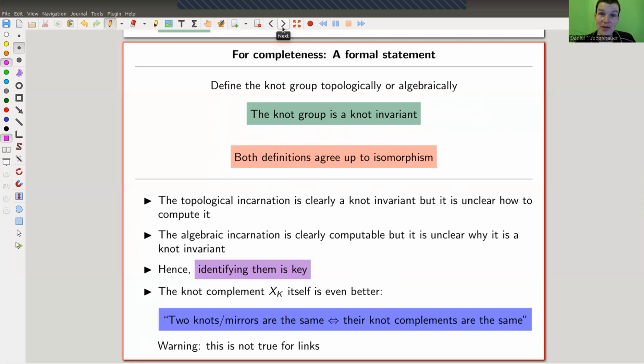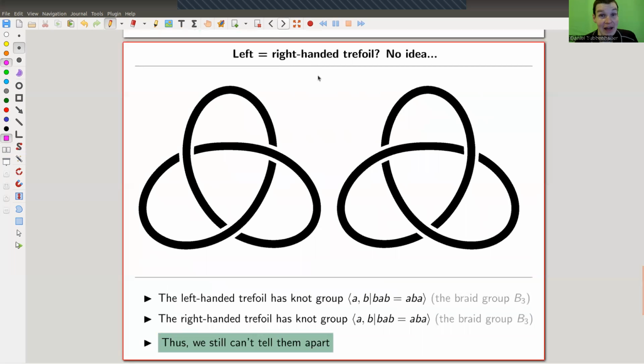Okay, so I actually already told you what the next slide is, because we still can't distinguish mirror images. They both get the same knot group. It's the braid group from before, so this is the simplified one: BAB equals ABA. And we still have no chance to distinguish them, although the complement is a really, really strong invariant, but it still can't tell mirrors apart. So we need to dig a little bit deeper, but maybe in the next video, we'll see a solution to that problem. And we can actually distinguish left and right-handed trefoils.